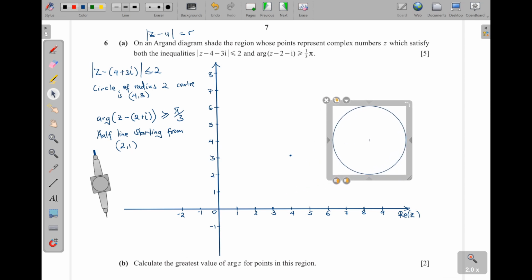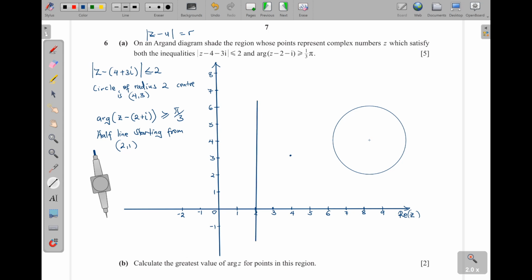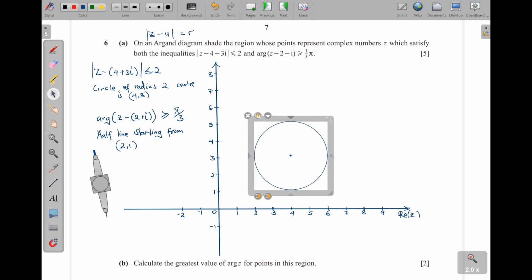So remember, since the radius is 2, this one has to be a tangent to that circle. You get it? Then also this 6 here has to be a tangent. 2 units up, 2 units on the left, 2 units on the right, 2 units down. So that is the circle. We need to find that point, 2, 1. So 2, 1 is here.